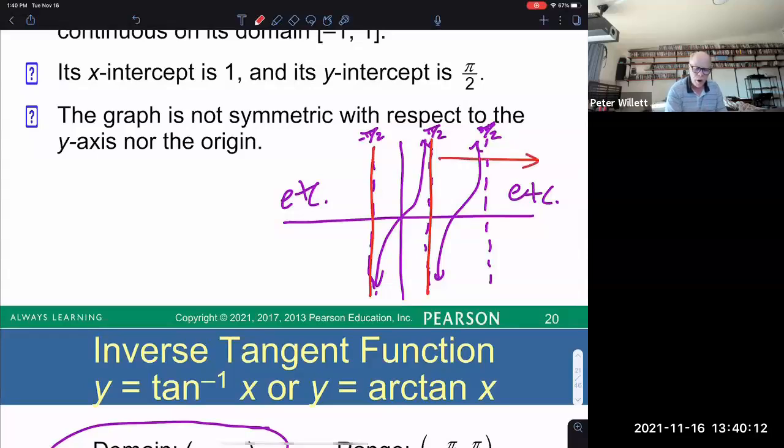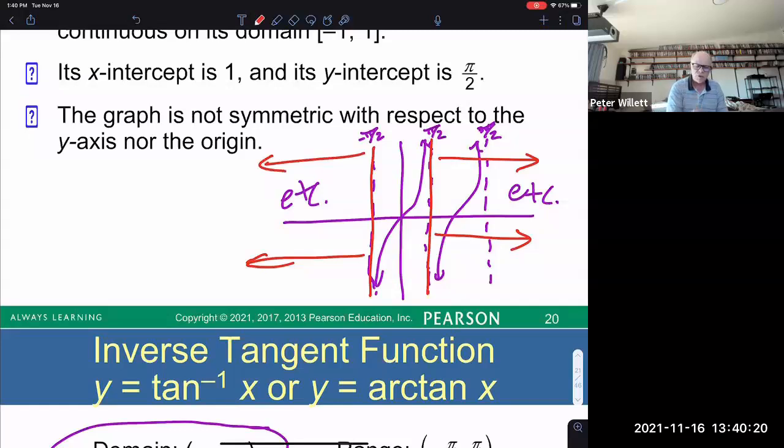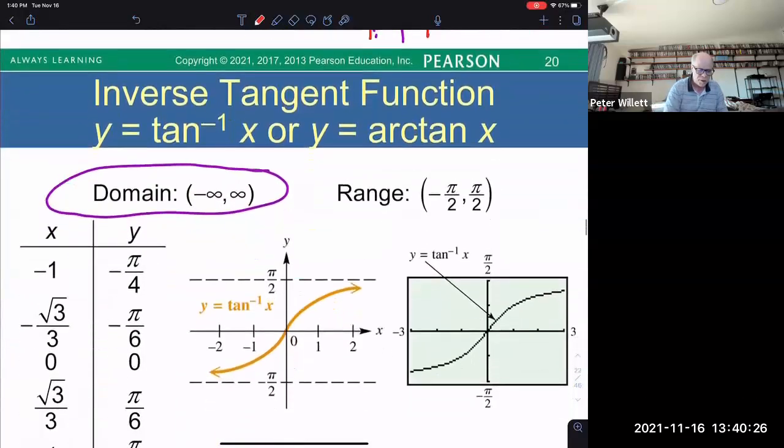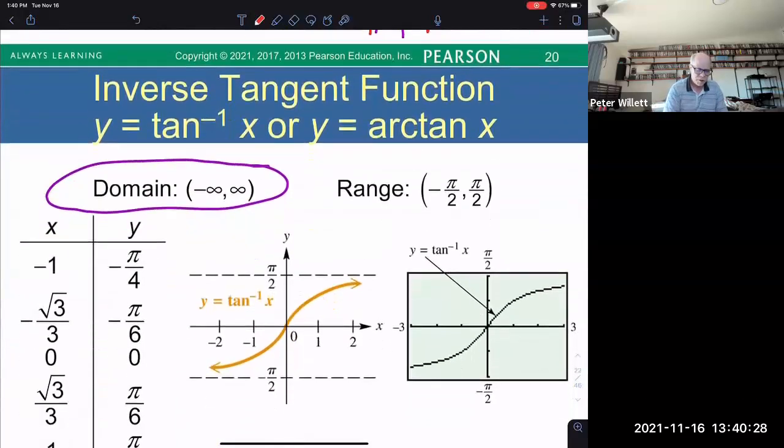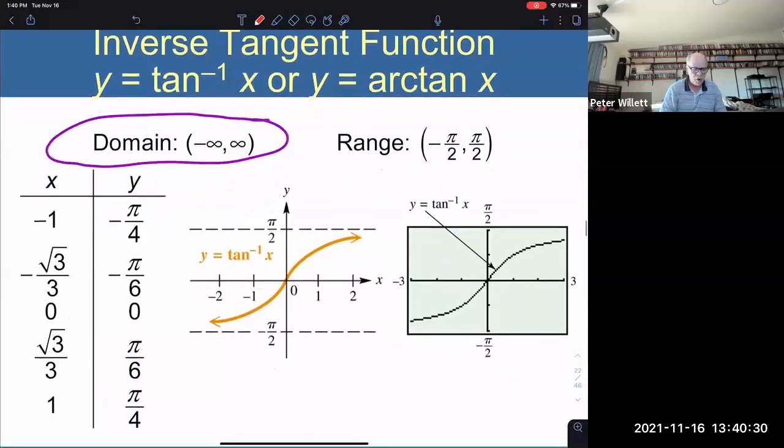So they throw away all these multiple repetitions of the graph. They restrict the domain from negative pi over 2 to pi over 2, which is the same restriction we made on the sine function. But when they do that on the tan function, they then flip it. They get a graph that looks like the middle graph here. And notice that it goes all the way to the right off to infinity and all the way to the left off to -infinity.